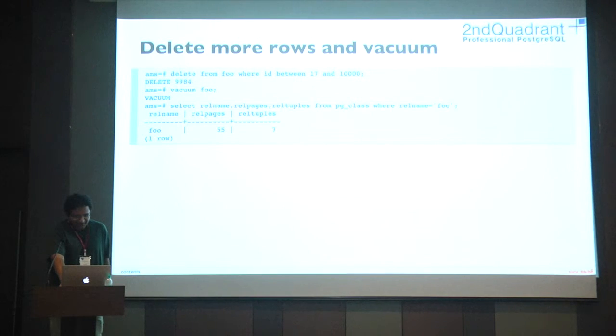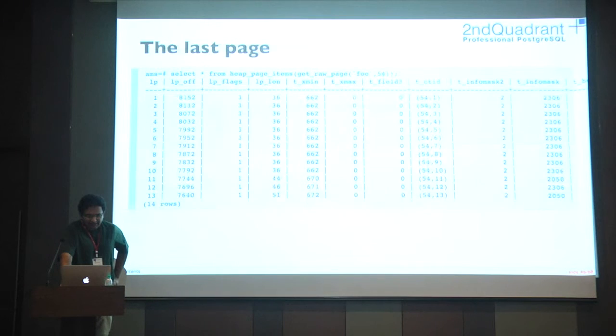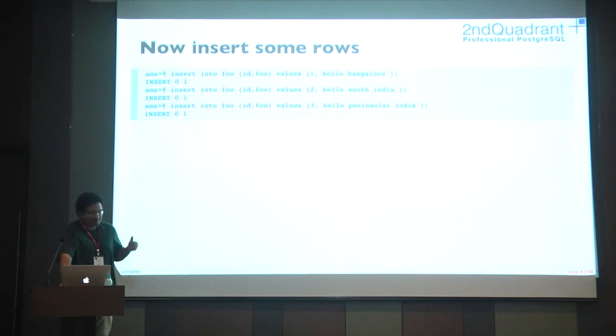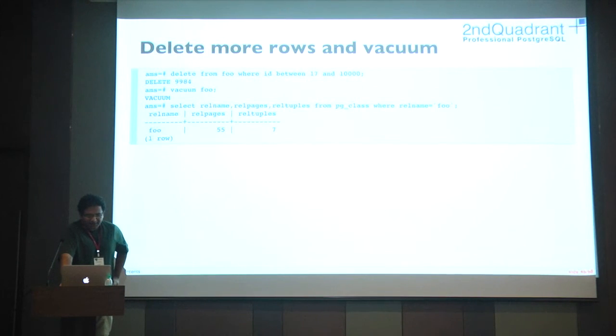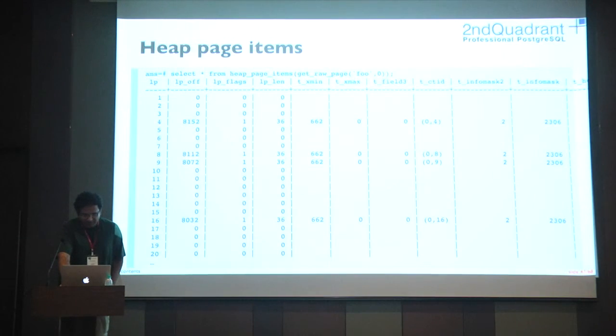So if I delete all of the pages between, well, 17 and 10,000, then I just have the few tuples at the start and the few at the end that I inserted by hand just now, right? Then if I vacuum, the number of pages still doesn't shrink. This is because all the holes are in the middle, and there's no opportunity to shrink the table very much.